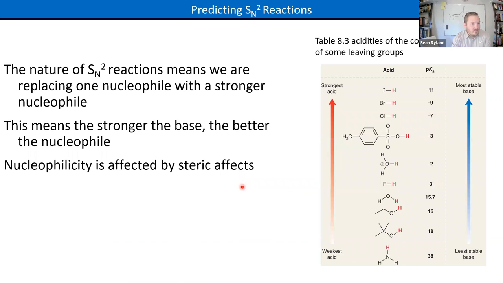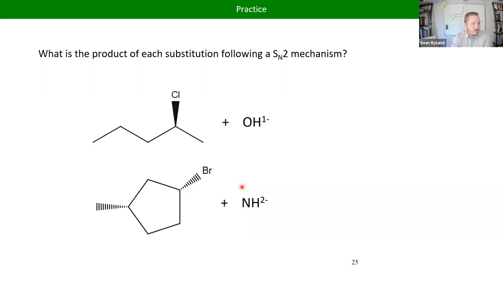All right, let's do these two. We have 3 minutes here. Let's do some practice with this. Assuming these go through the SN2 mechanism, so it's going to be concerted, and you're only going to get the backside attack, what would the product be for each of these?